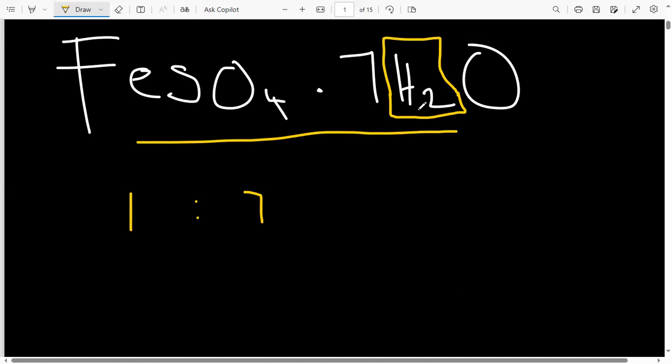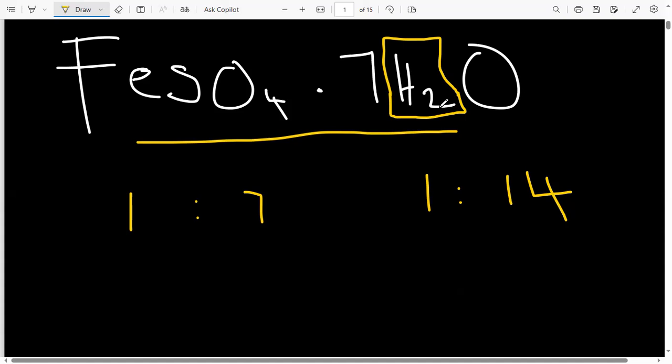But sometimes they won't ask for the moles of the molecules. They will say, if I have one mole of this hydrated iron sulfate, what are the moles of hydrogen atoms? Now the question will change. So we'll be considering the atoms. In this one whole thing, how many atoms of hydrogen are there? You see that we have 14, because we're going to say 7 multiplied by 2. I hope you're following, guys.